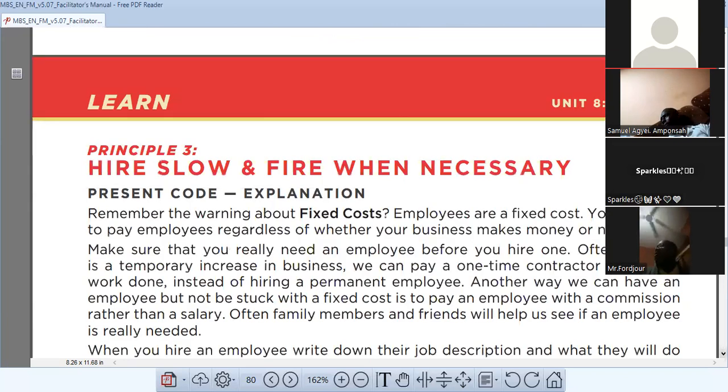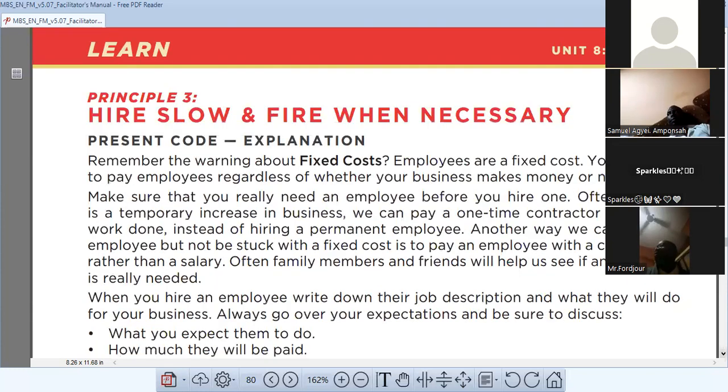So the next thing I wanted us to discuss is that when you have a business, hiring an employee is a fixed cost. Okay. So it says here, remember the warning about fixed costs. Employees are fixed costs. You will need to pay employees regardless of whether your business makes money or not. So this is what we need to understand.